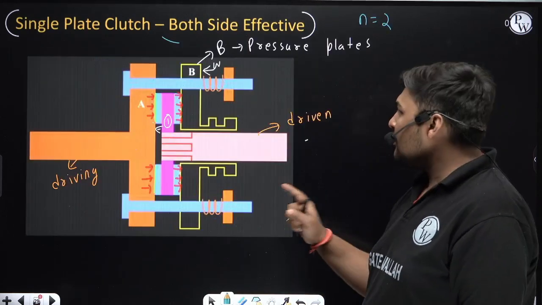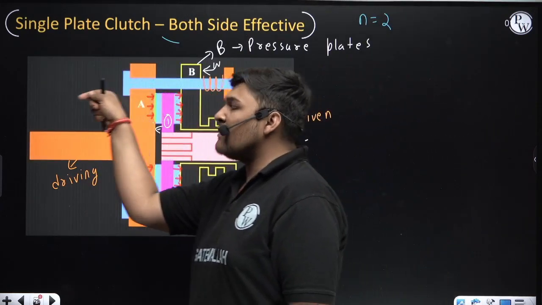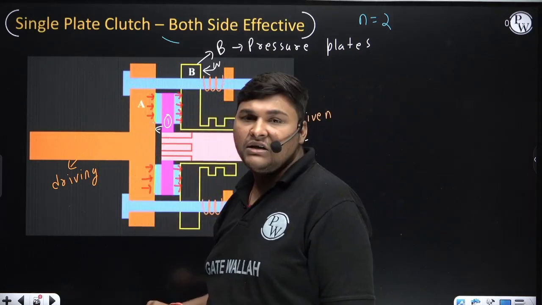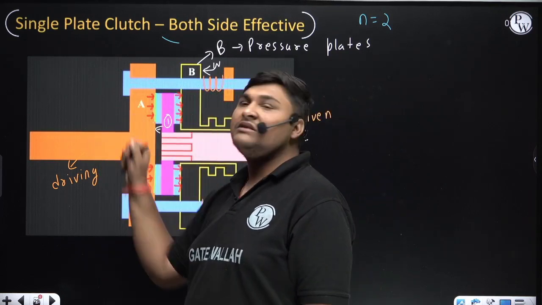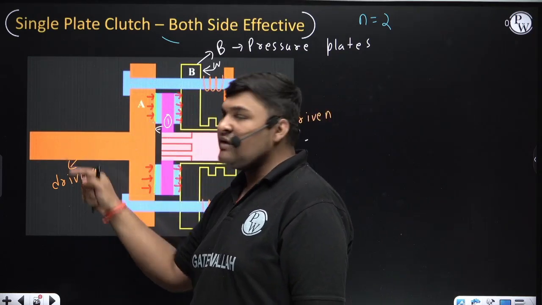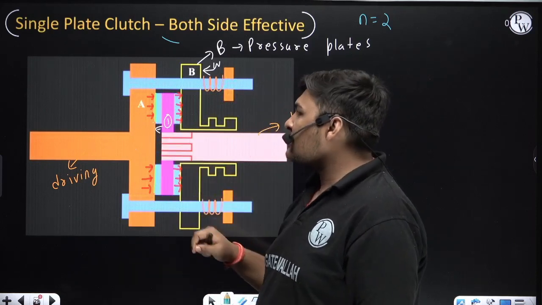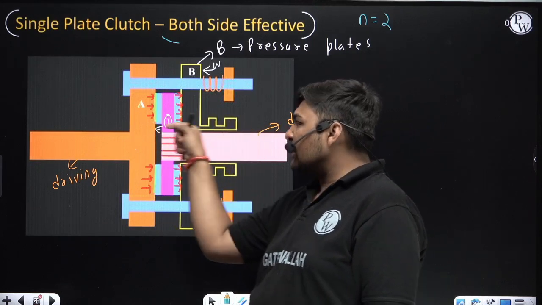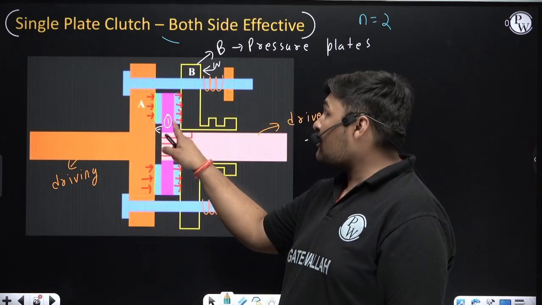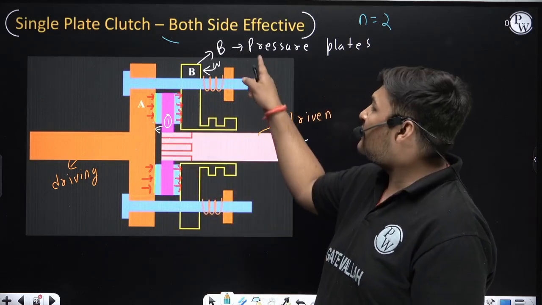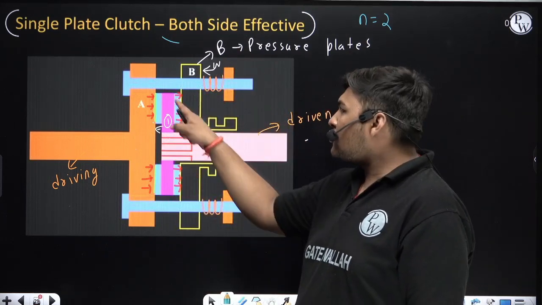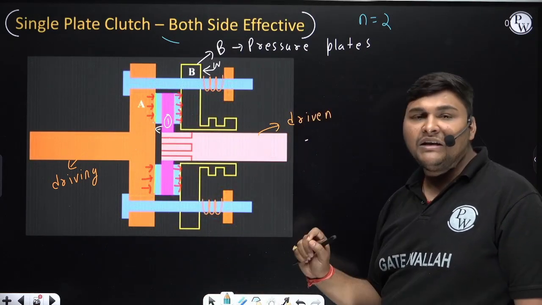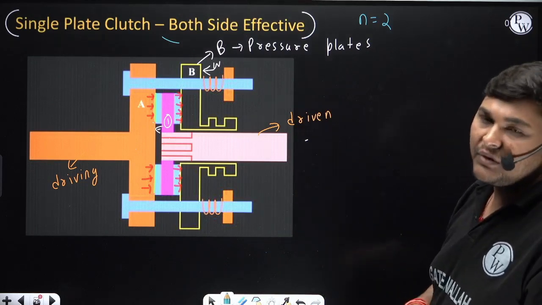Under normal position, with spring force W, plate B wants to go in this direction, which is trying to move plate 1 in this direction, ultimately trying to move plate A in this direction. But since plate A cannot move in this direction, plate A will apply pressure on plate 1. Due to the restriction of plate A, plate 1 cannot move in this direction, so plate 1 will apply pressure on plate B, which will be balanced by this force W. And here two pairs of contacting surfaces come into the picture. It means in a single plate clutch, the number of pairs of contacting surfaces will be 2.